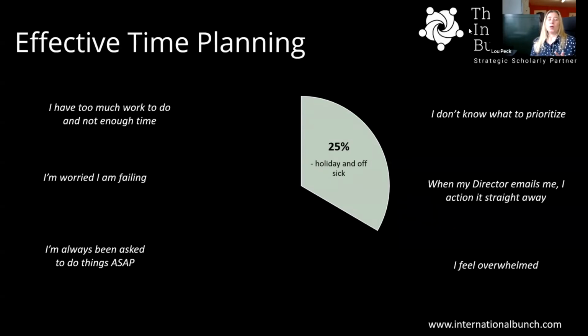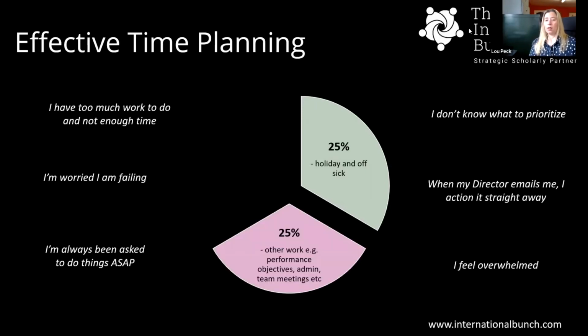Okay, so when we think about effective time planning, what I want you to consider is all the time that you have to work in a year, 100% of that time. Doesn't matter if you're full-time, part-time, whatever. 100% of that time that you've got to work. Well, forget 25% of it, because that's going to be on holiday. That's going to be if you were sick, appointments, that kind of thing. Forget another 25%. And this isn't a scientific equation that I've given you here. This is a rough guide, but it will give you a good idea.